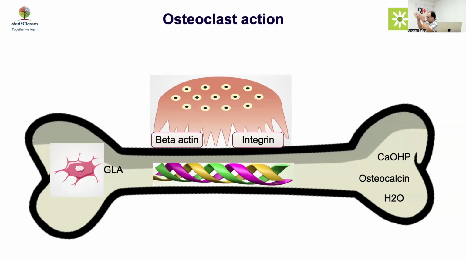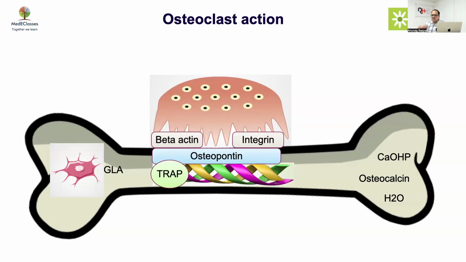So it's going to be only acting on that one particular part of the bone where it is getting attached, like a leech. Have you seen a leech? It is going to just stick to a particular part and only work there. It is not going to release chemicals anywhere else. Along with that, beta-actin and integrin are going to work with osteopontin, and then they start their function.